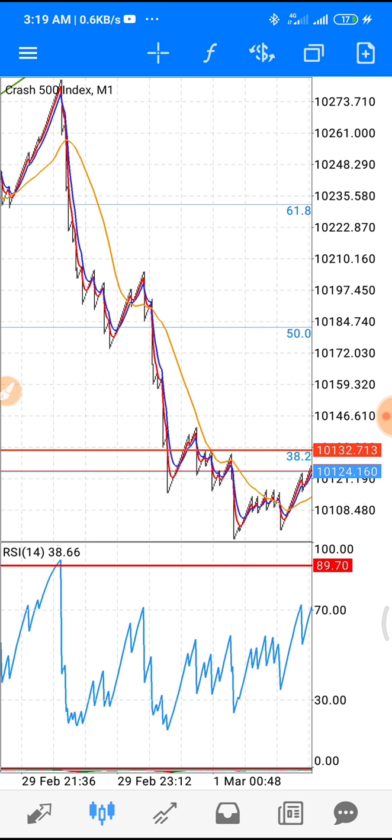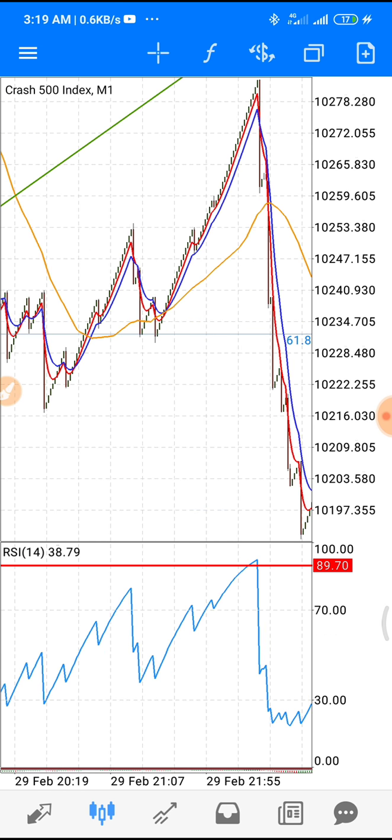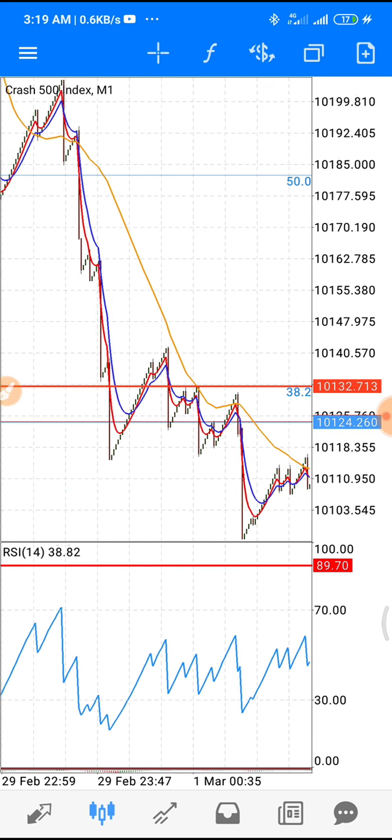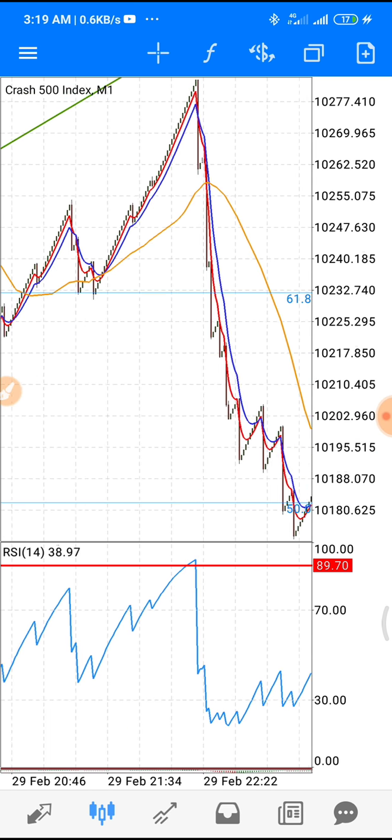You can also use trend lines. Let me check the previous spikes where it has respected trend lines very well.